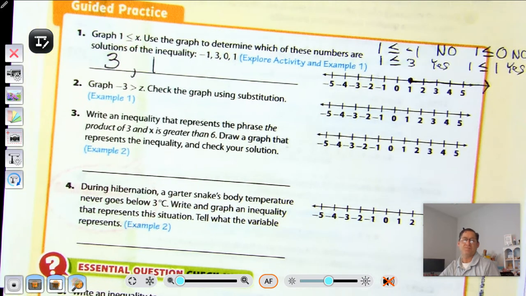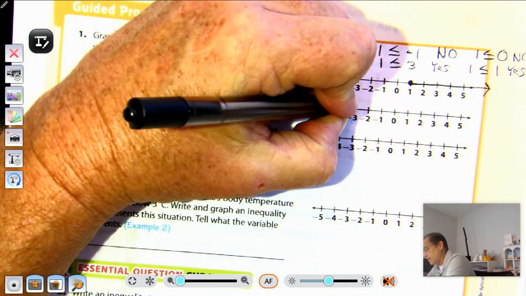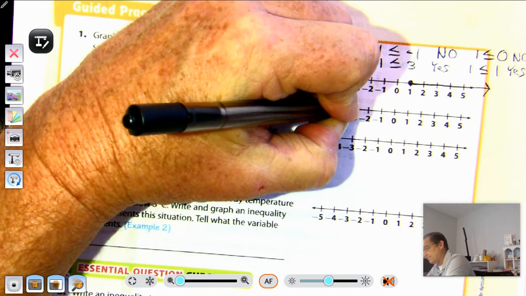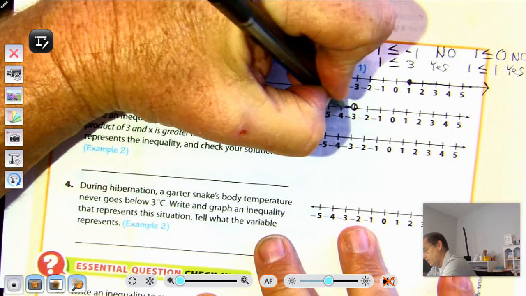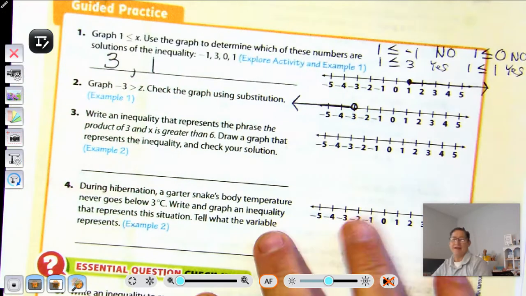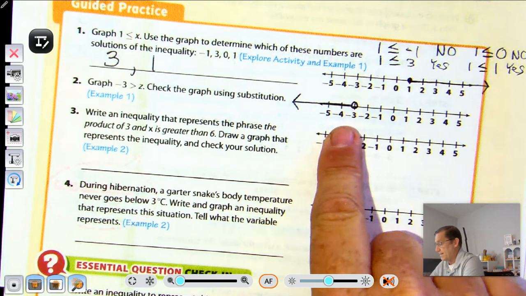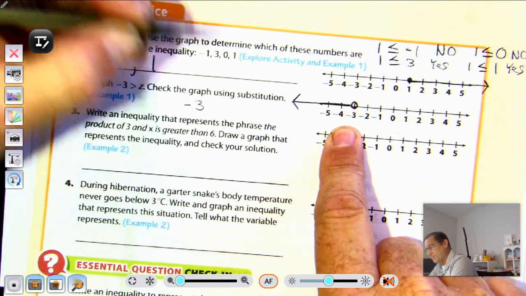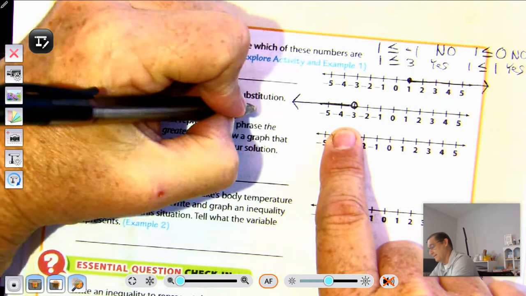Okay, number 2. Graph -3 is greater than z. So z has to be less than -3. So we're not going to include -3 because -3 is not less than -3. So we want everything to the left of -3. And check the graph using substitution. Well, let's try -4. Is -3 greater than -4? Yes.